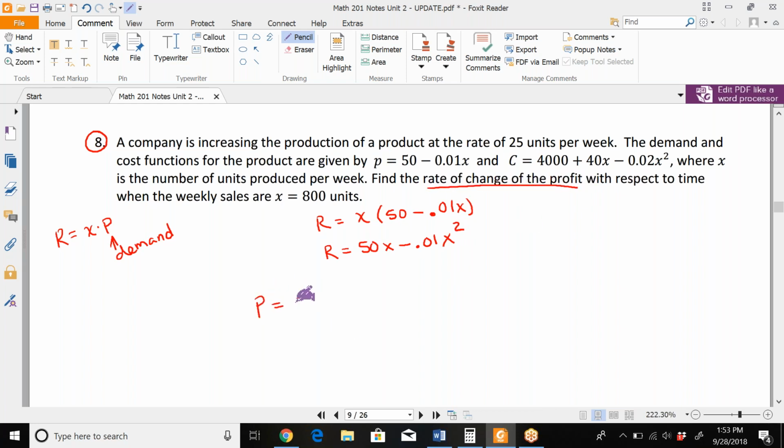So profit, remember, is revenue minus cost. And cost you want to put in parentheses because you have to subtract the entire function, which means you have to distribute that negative. So if we distribute that, that's going to be 50x minus 0.01x squared minus 4,000 minus 40x.